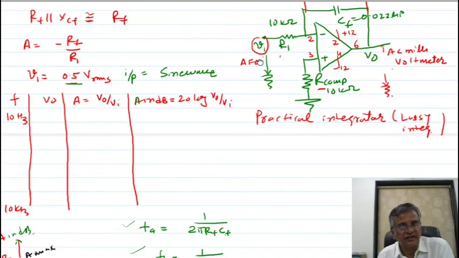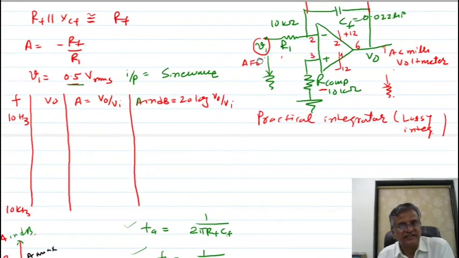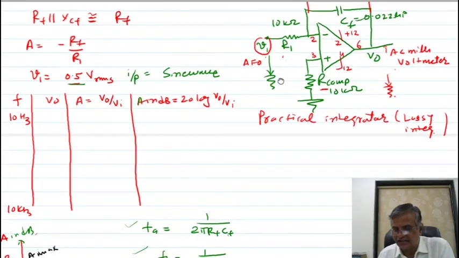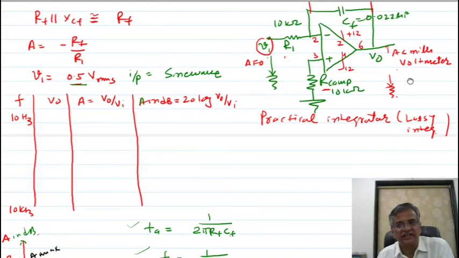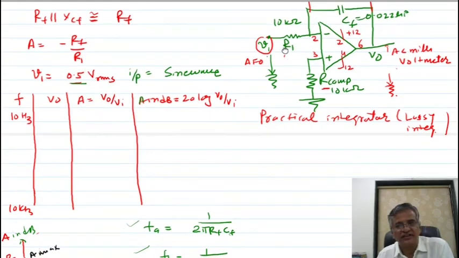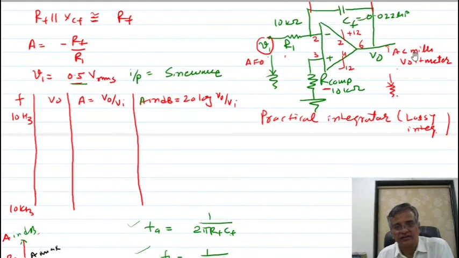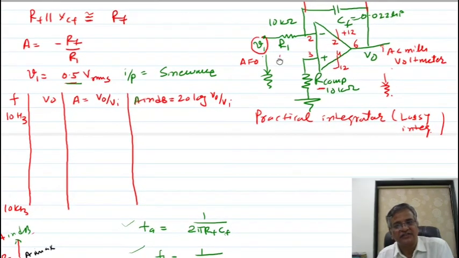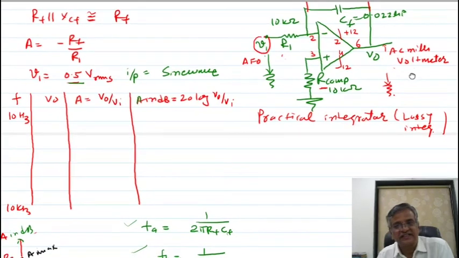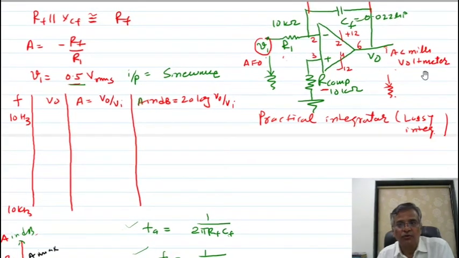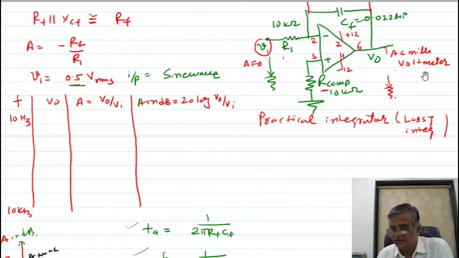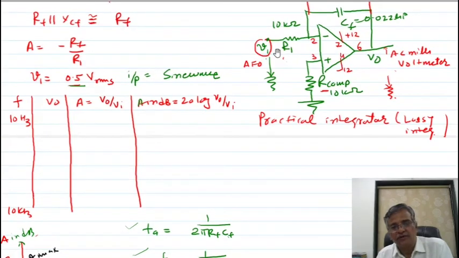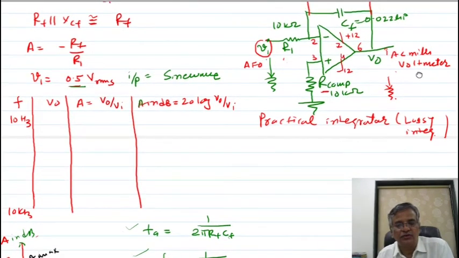Function generator you have to connect. You give the input sine signal. Then you have to connect the CRO, a dual channel CRO. One channel you connect here, the second channel you connect here. The first channel measures your sine wave input signal. The second channel will measure your output, so it will be a cosine wave. If you give a square wave, then here you will get a triangle wave.